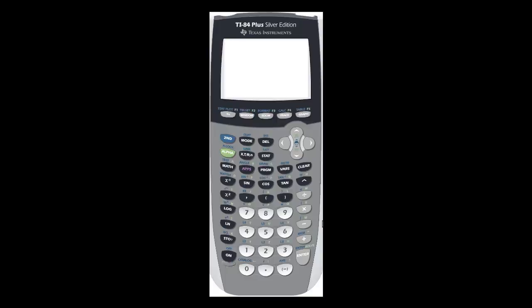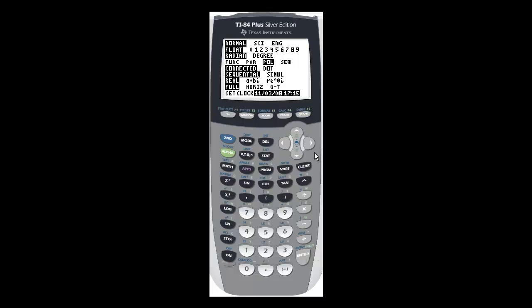To graph polar equations on your TI-84, the first thing you need to do is go to Mode, which is just to the right of the second key, and arrow down, and you'll see that you can choose radian or degree. It really doesn't matter. I'm going to put it in radian mode.